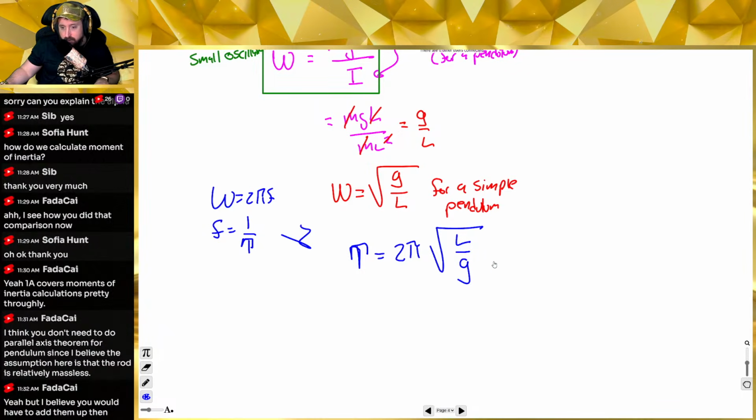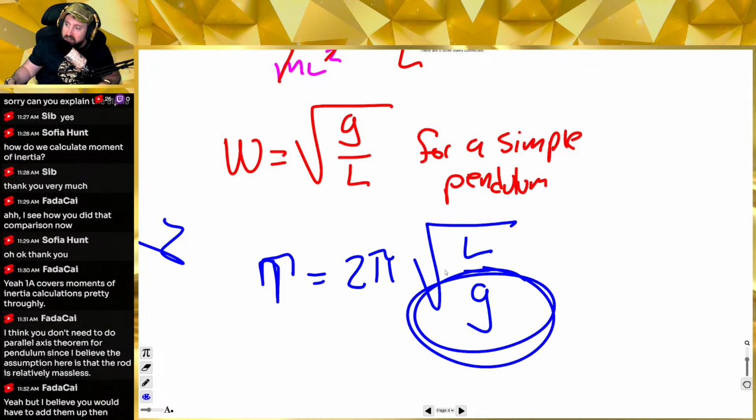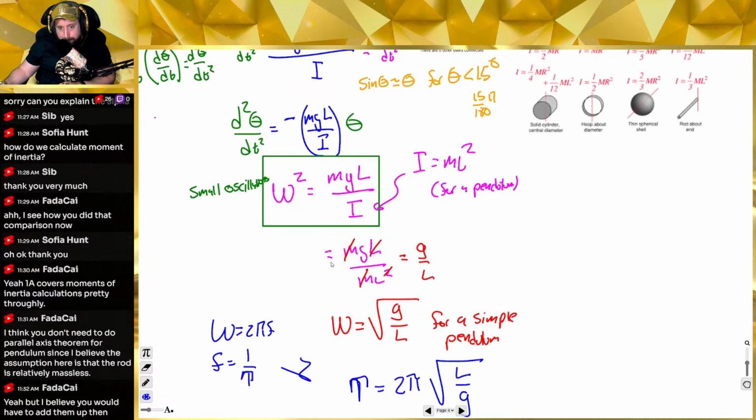All right. But intuitively, let's see if this makes sense. For a simple pendulum, the period depends on the length. If the length is longer, it takes more time for it to go back and forth. And if gravity was more intense, if the force of gravity pulling you down was harder, then that would be a big number on the bottom, which would decrease the value of this. And so the thing would oscillate faster and not take as much time between the maximum and minimums. Okay. Cool. That's the pendulum.